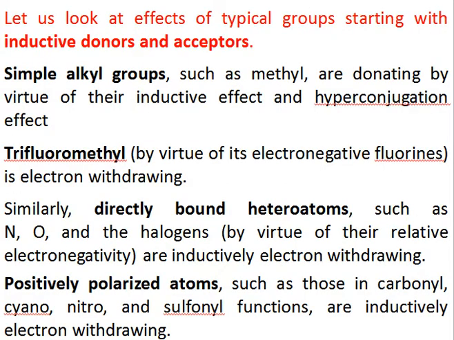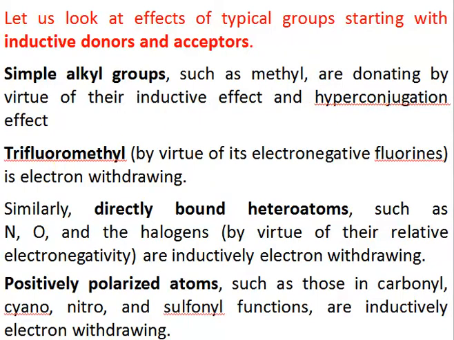So let's look at effects of typical groups which have positive I and negative I inductive effect, right? So we'll consider the substituents that can donate with respect to inductive effect and that can withdraw with respect to inductive effect. Let's consider firstly the alkyl groups. Alright, so in alkyl groups we will take example of methyl. So this alkyl group such as methyl, if it's attached to the benzene ring, these are electron donating because of inductive effect as well as because of hyperconjugation.